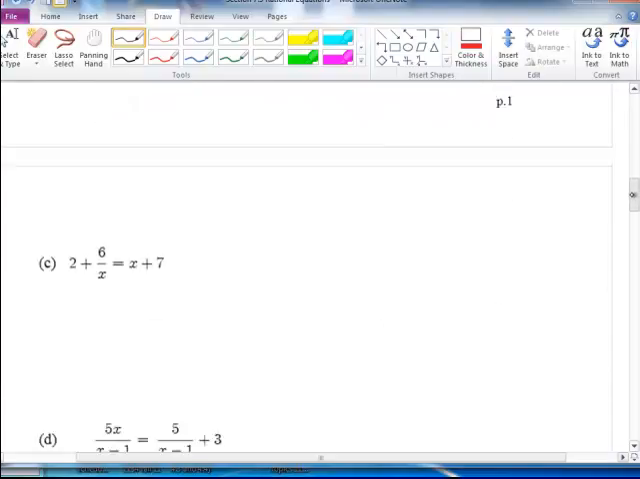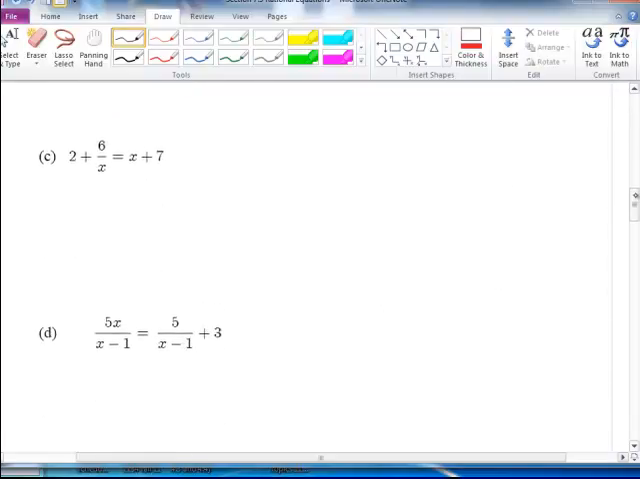Next example. Here we only see one denominator, that's x. All the others have denominator 1. So our least common denominator would be x. If I multiply both sides by x, this time I need to distribute on both sides because I've got a sum originally. So I'll have 2x plus 6x over x equals x squared plus 7x.